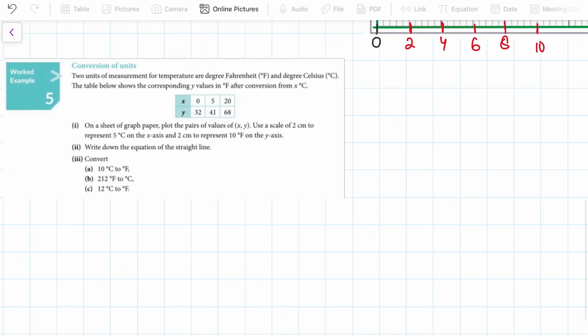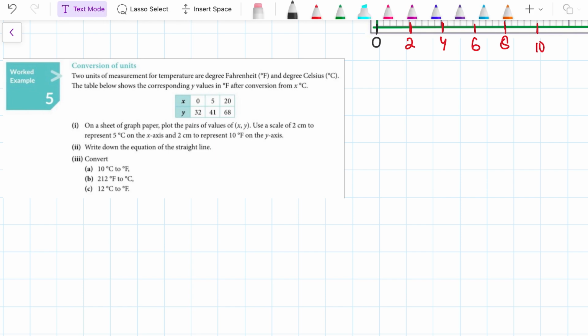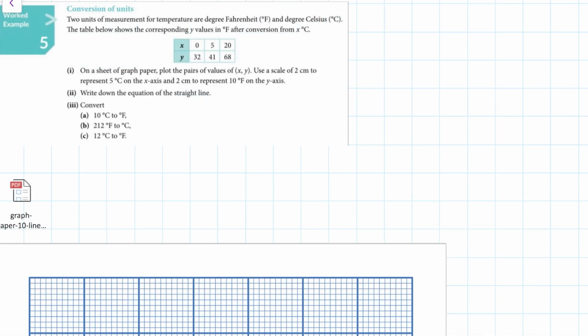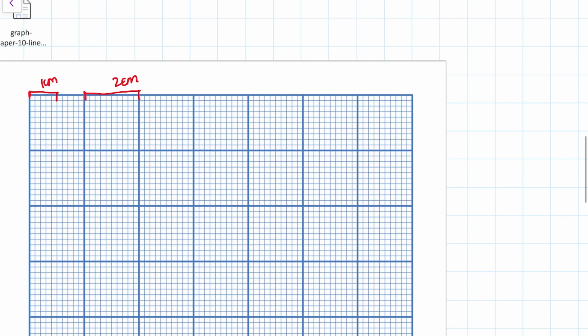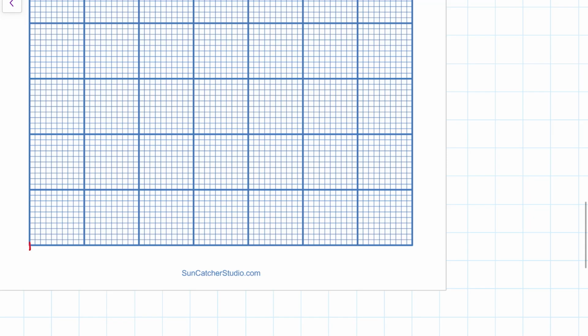Okay, let's put the graph paper on my sheet. On a sheet of graph paper, plot the pair of values of x, y. Use a scale of 2 centimeter to represent 5 degrees on the x-axis and 2 centimeter to represent 10 degrees Fahrenheit on the y-axis. So you should know that 5 small divisions is 1 centimeter and this big box is 2 centimeter. So I've downloaded a 2 centimeter graph. Let's put everything on the graph paper.